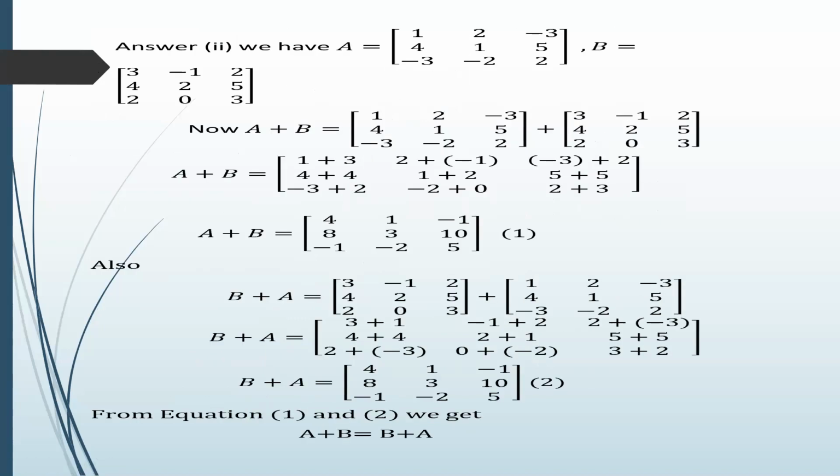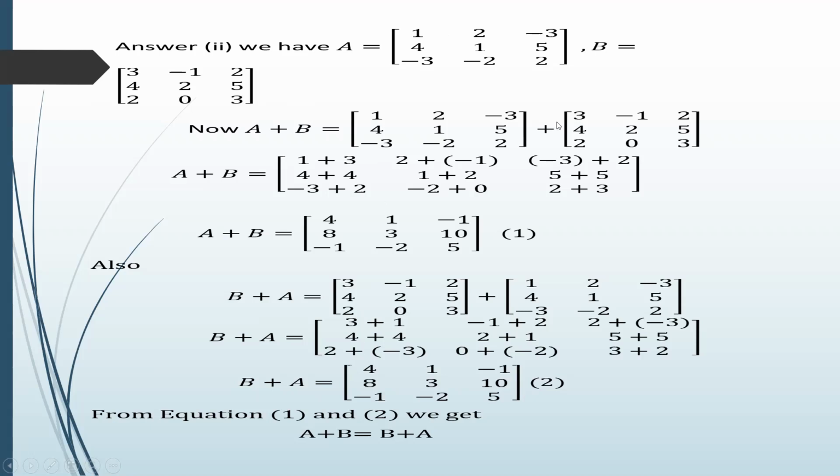Now we go for the second part. Here we have A equal to 1, 2, minus 3, 4, 1, minus 4, 1, 5, minus 3, minus 2, 2. And B is 3, minus 1, 2, 4, 0, 5, 2, 0, 3. So first we find A plus B. First we check the order. So here we see that both have the same order. So now we add A plus B.